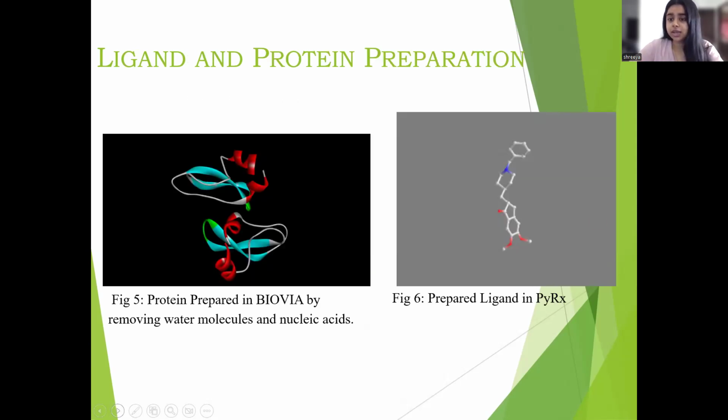Now, the first step was the ligand preparation. This is the prepared ligand in BioVia, devoid of everything, and includes polar hydrogen. Then this is the ligand in PyRx. It has been minimized and converted into PDBQT format in the PyRx software itself.